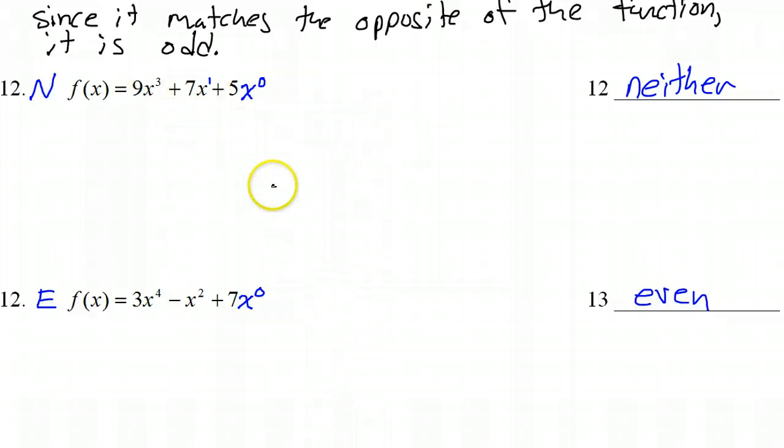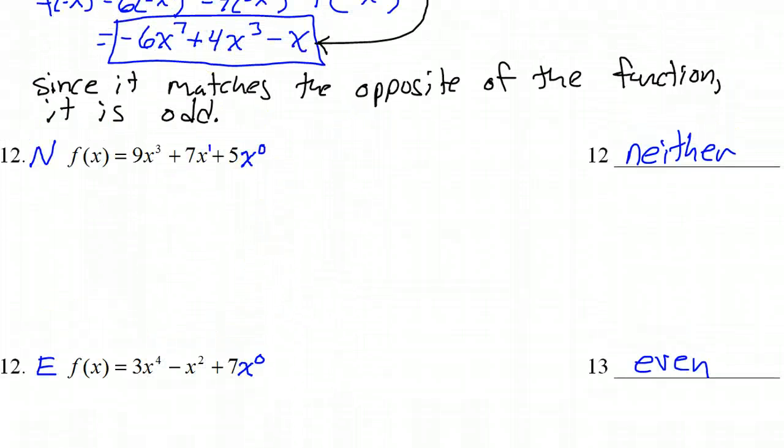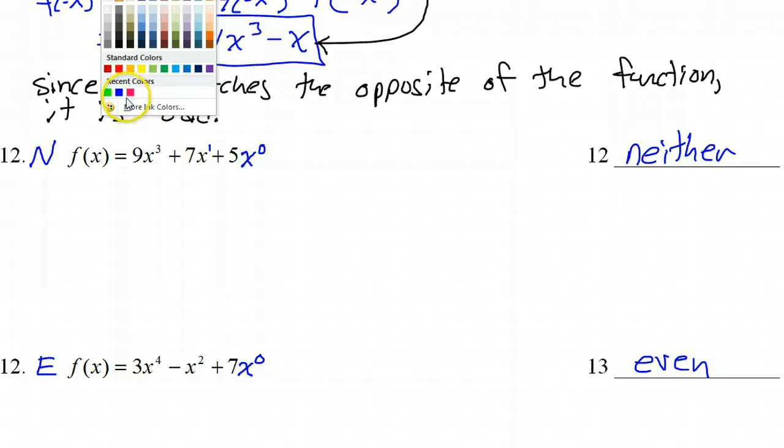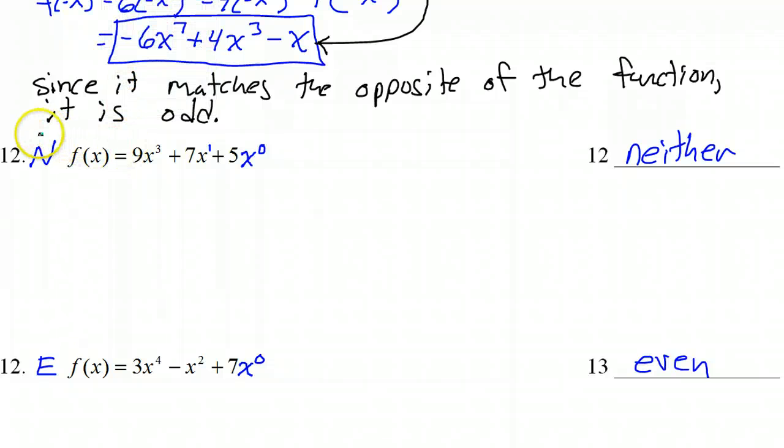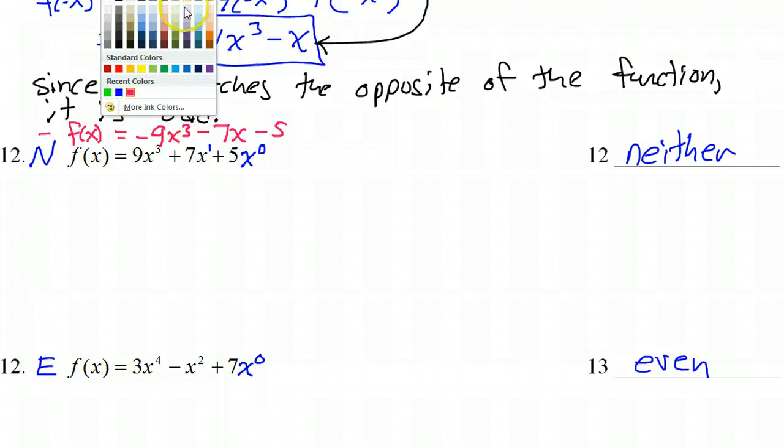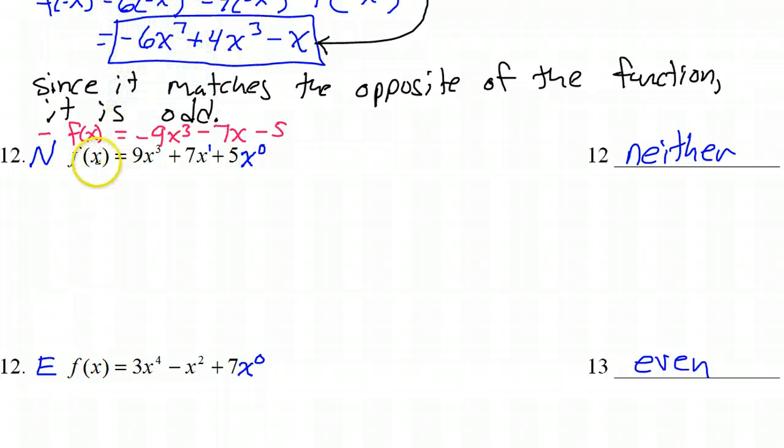Alright, and you do the same thing for all of these. So I'm going to do it faster now that I've done it once. So I once again will do the opposite function up here. So this will just really quickly be negative 9x to the 3rd minus 7x minus 5. Okay, that's the opposite function. Now, if I plug in negative x, in other words, if I do f of negative x, I will get this.